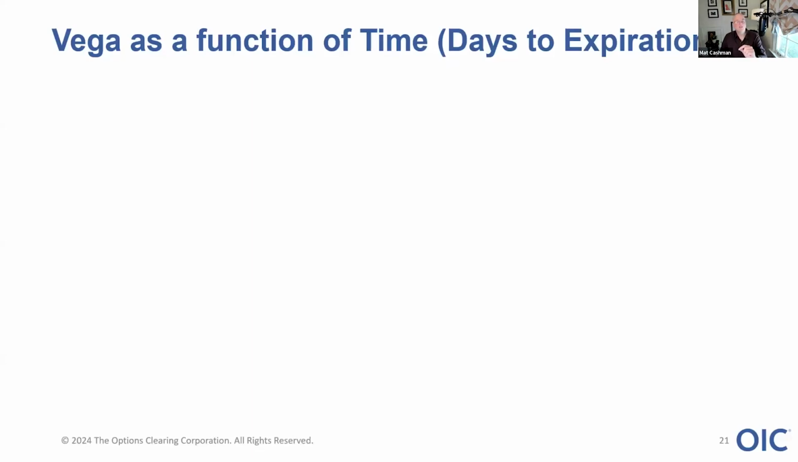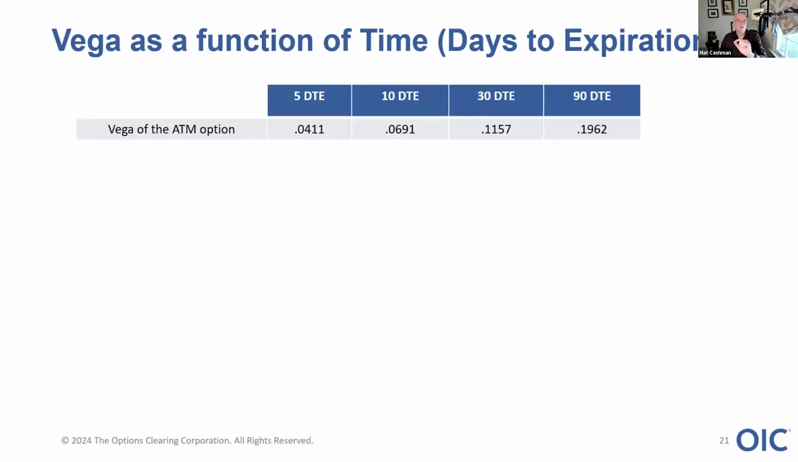Vega as a function of time. Let's talk about this really quickly. This is the exact same thing I showed you with gamma, but it's with Vega on the same time horizon, 5 days, 10 days, 30 days, and 90 days. Again, these are at the money options, but the out of the money strangles are going to look very similar, and I'll show you that in a moment.